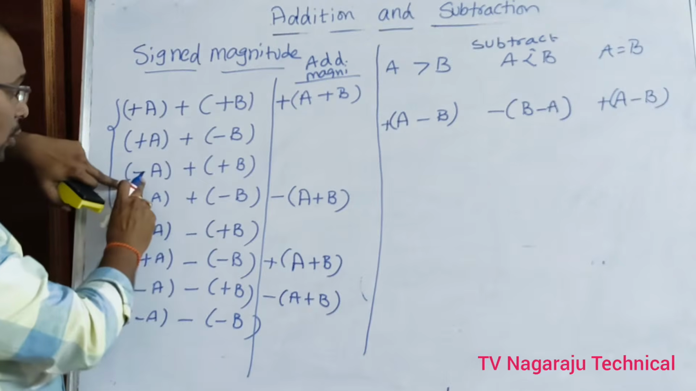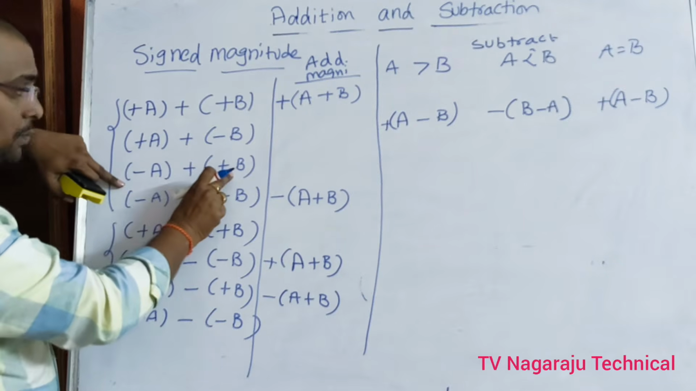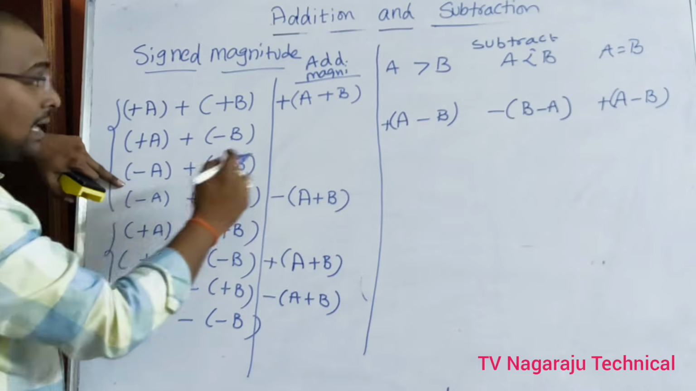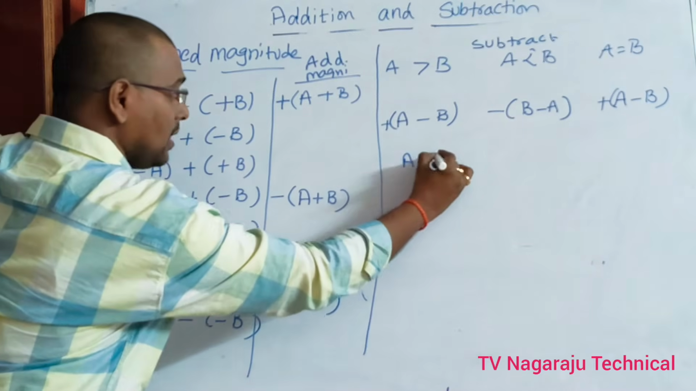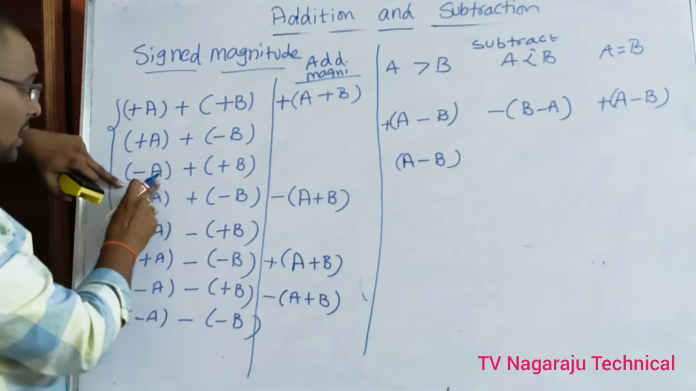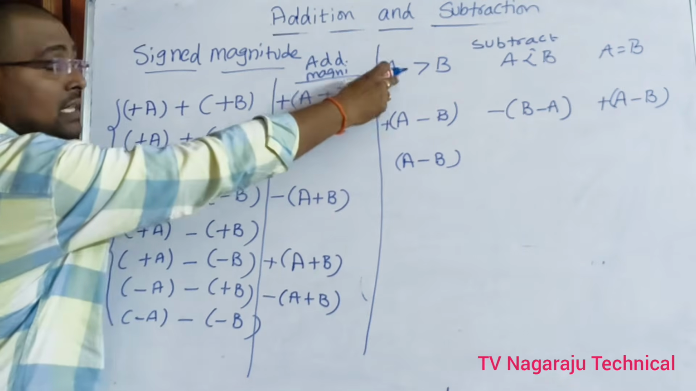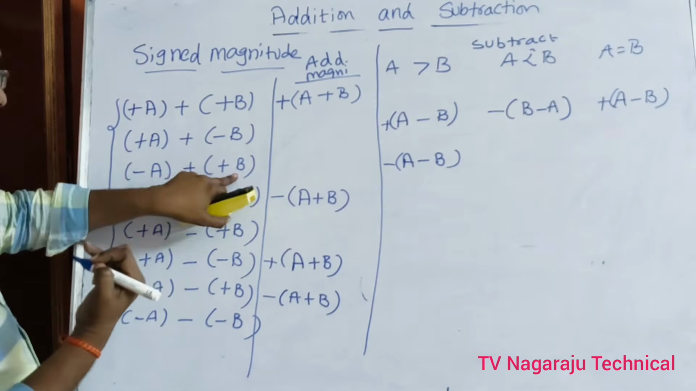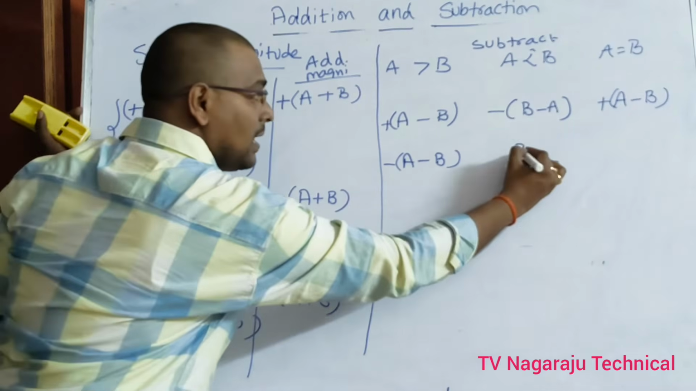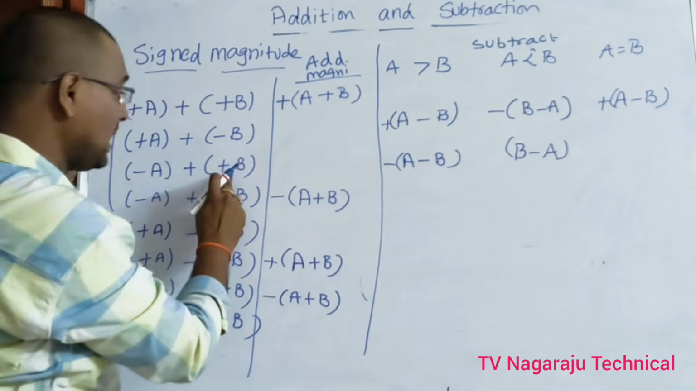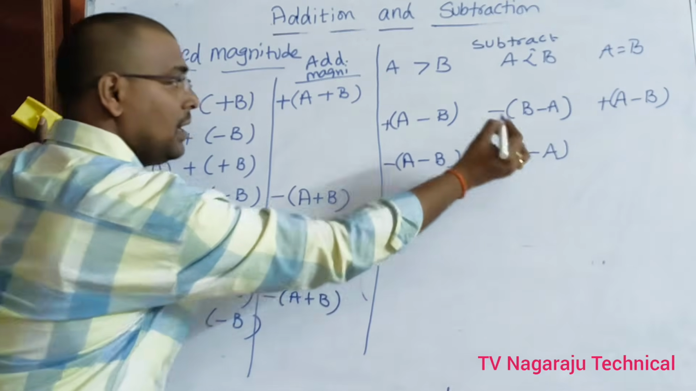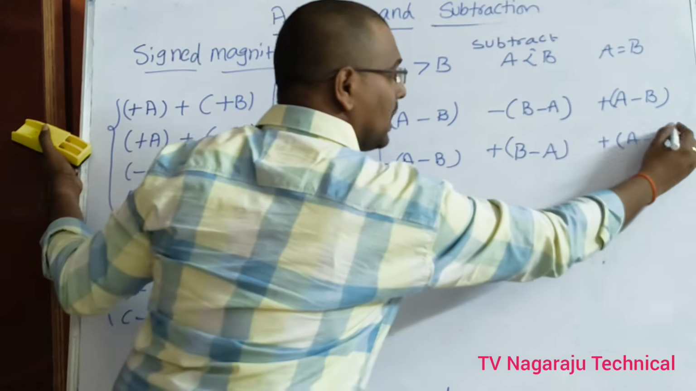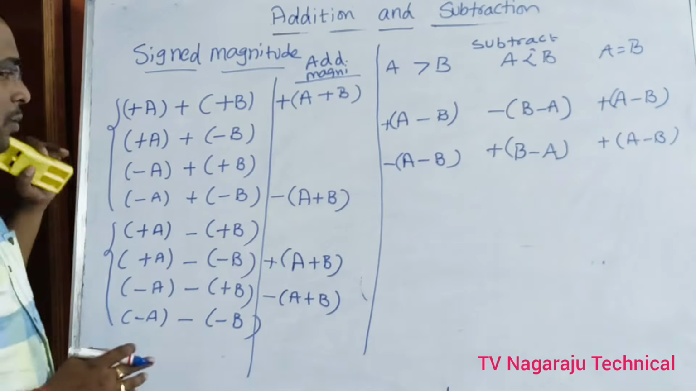Okay. Now coming to this one, minus a plus b. So obviously, a minus b. What is the result sign? The sign of the larger magnitude. Here the a value is greater than the b value, so obviously minus. In the other case, b minus a. What is the sign of the larger magnitude? B is plus. Now a minus b. If both are equal, either a minus b or b minus a, both are the same.